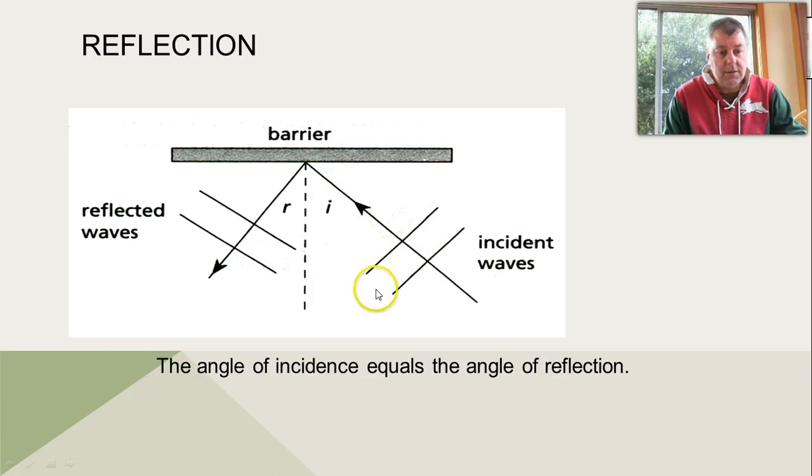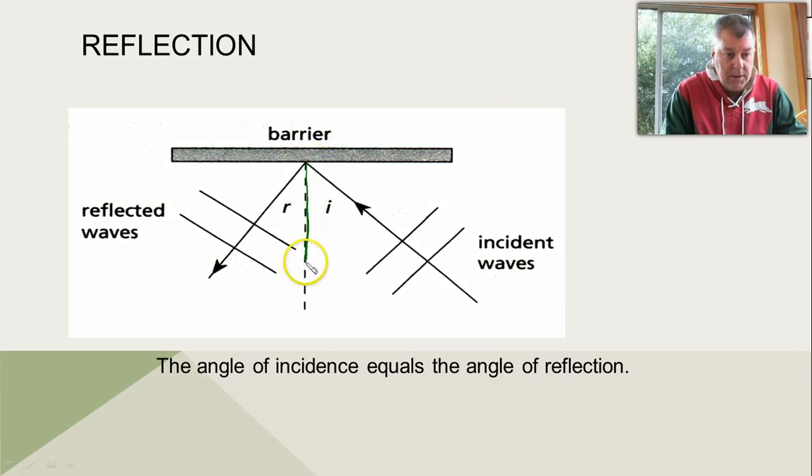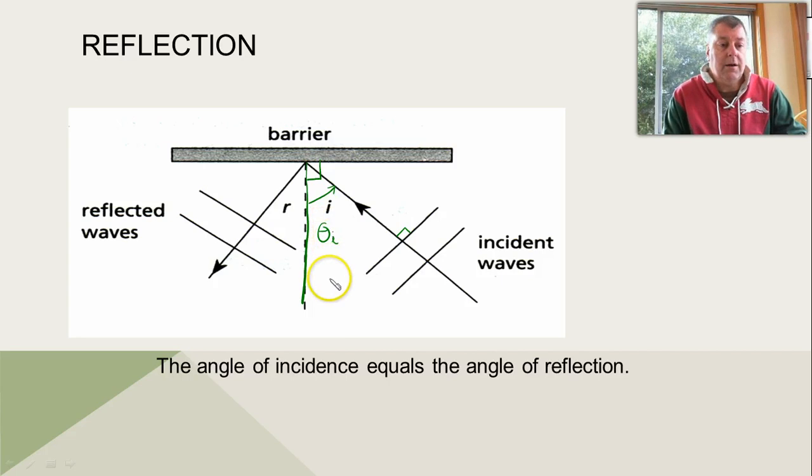So these are called the incident waves. They come in here and they intersect with the barrier. And let's draw some lines. This is perpendicular to the barrier, so that's 90 degrees, that's 90 degrees, and we would call this the angle of incidence, sometimes given a theta and an I, and this is the angle of reflection.